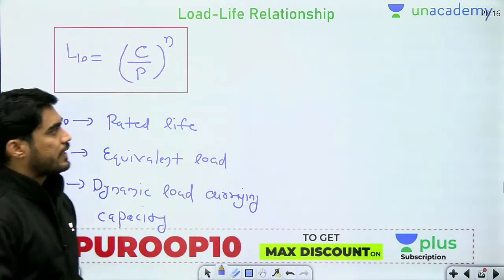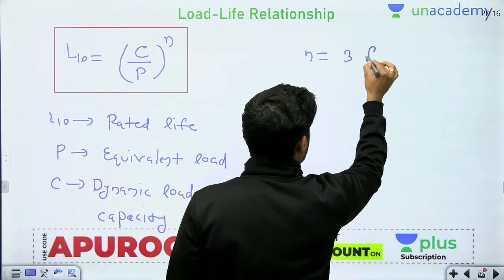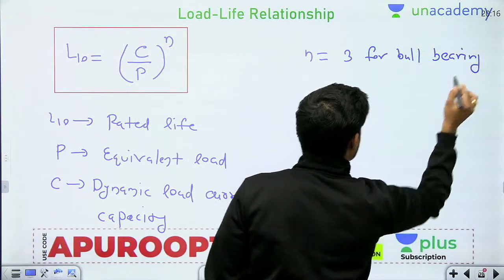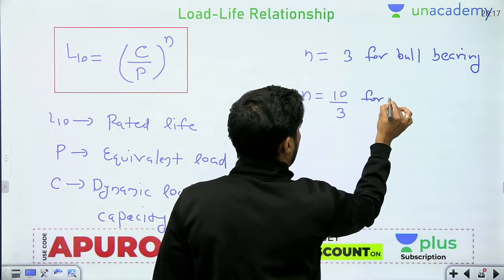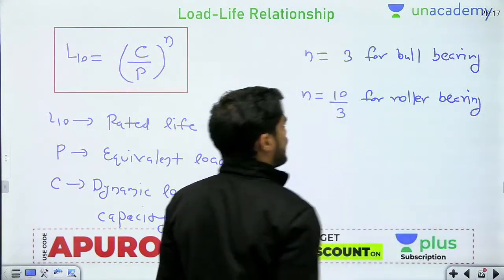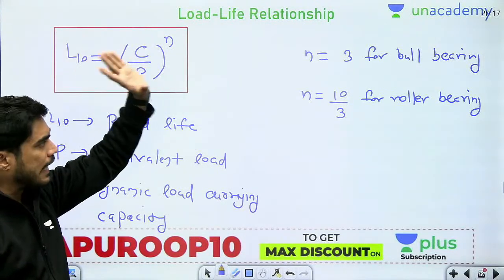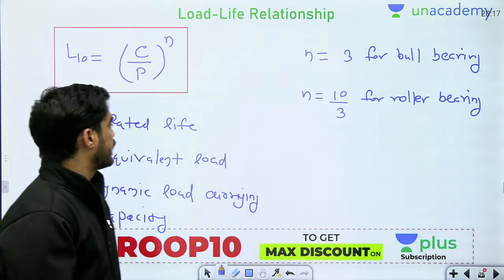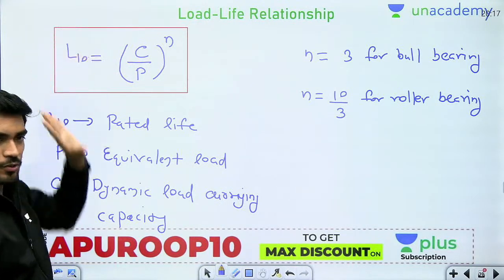Now this n is a constant which is equal to 3 for ball bearing, and it is equal to 10 by 3 for roller bearing. So it is a constant value, 3 for ball bearing and 10 by 3 for roller bearing, okay. So beta, for different values of equivalent load, you will get different lives, okay.